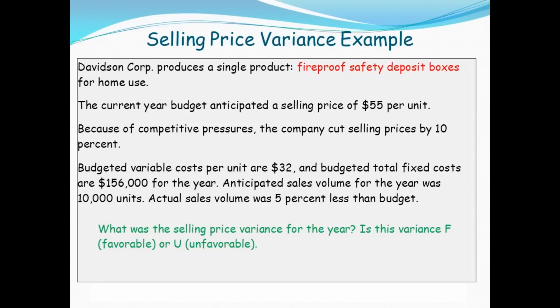Okay, so what's the difference here? 52,250. Favorable or unfavorable? Unfavorable. Actually, that's the total. It's our 27,500. Favorable or unfavorable? Unfavorable. Okay, so what was the selling price variance for the year? 52,250.